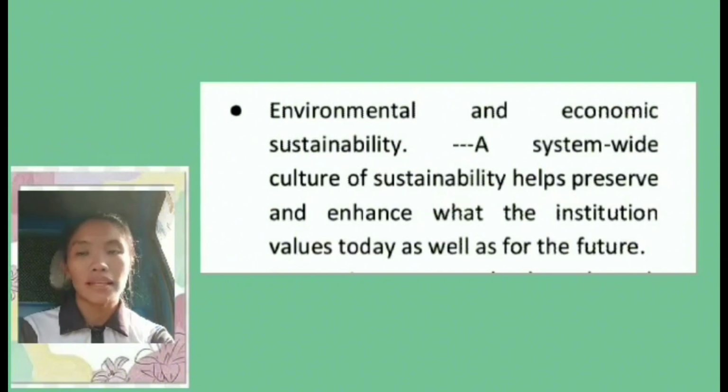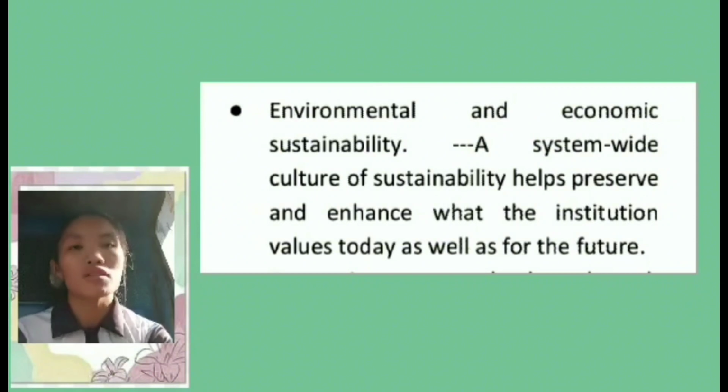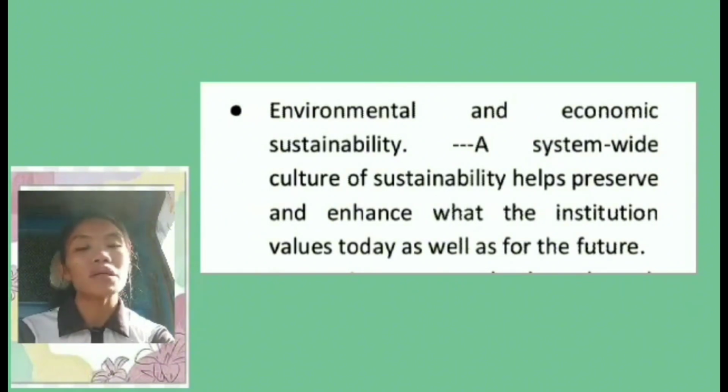So the first significant benefit of green initiatives is environmental and economic sustainability. A system-wide culture of sustainability helps preserve and enhance what the institution values today as well as for the future. Environmental sustainability is a process of meeting the needs of air, food, water, and shelter, as well as ensuring that the environment is neither affected nor polluted. And economic sustainability is about giving people what they want without compromising the quality of life, especially in the developing world.